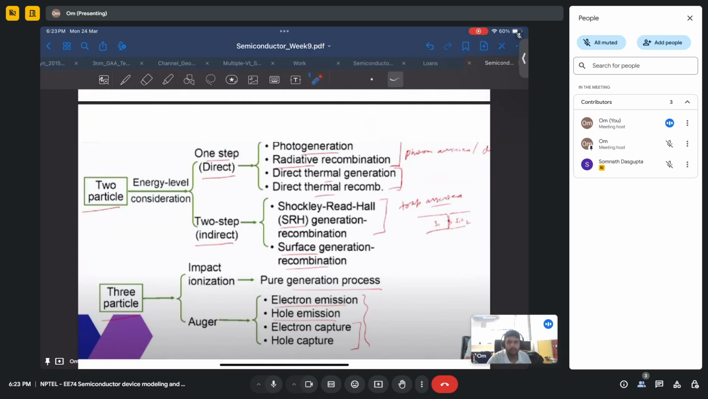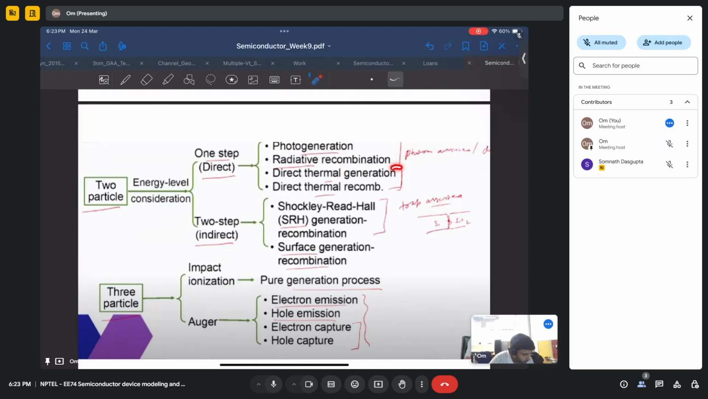The generation recombination mechanisms can be classified into two sections. First is a two-particle interaction, another is a three-particle interaction. In two-particle interaction, we further classify based on the energy band gap of the semiconductor. One is direct band gap, another is indirect band gap. In direct band gap, we can have photogeneration, that is generation of photons. Radiative recombination again radiates some energy in the form of light. So both of these emit photons.